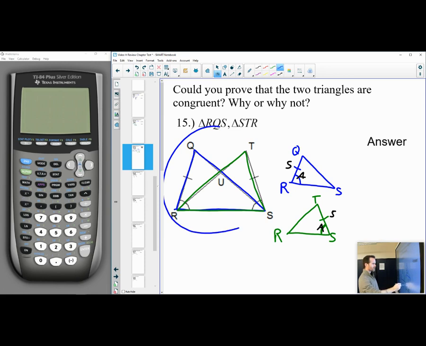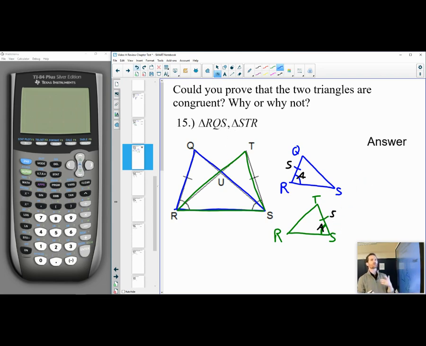If we look back at our original diagram, we do see vertical angles. There's an X there, but I don't think that's going to be helpful because those two angles are not in either the blue or the green. They're not any of these corners, R, Q, or S, R, T, or S. So even though we have vertical angles, that's not going to be helpful here.